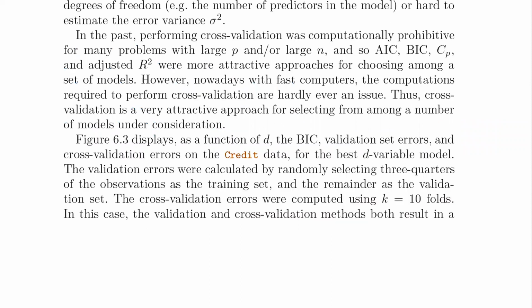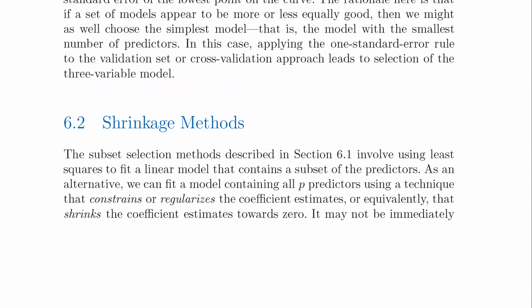shrinkage right here. The subset selection methods described in the previous section involve using least squares to fit a linear model that contains a subset of the predictors. As an alternative, we can fit a model containing all p predictors using a technique that constrains or regularizes the coefficient estimates. These are those betas, or equivalently, that shrinks the coefficient estimates towards 0.